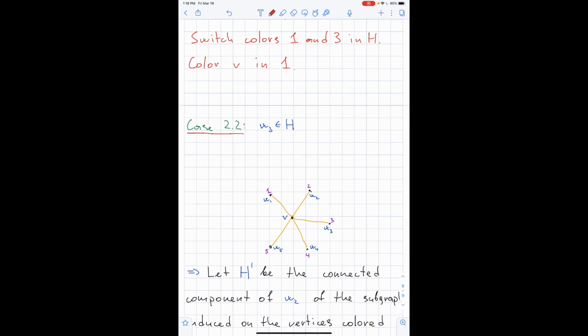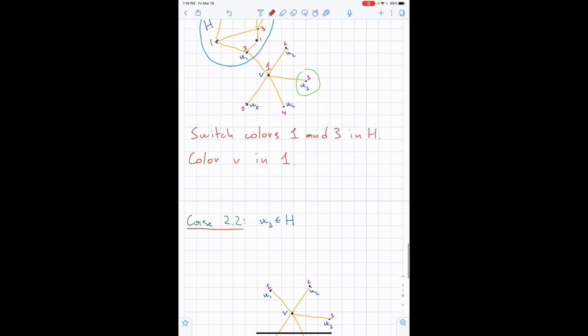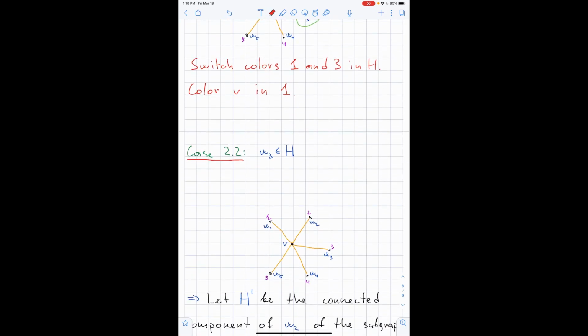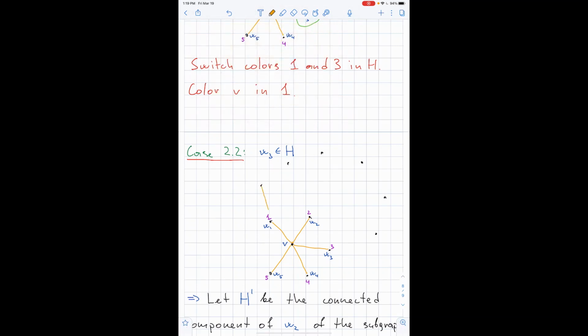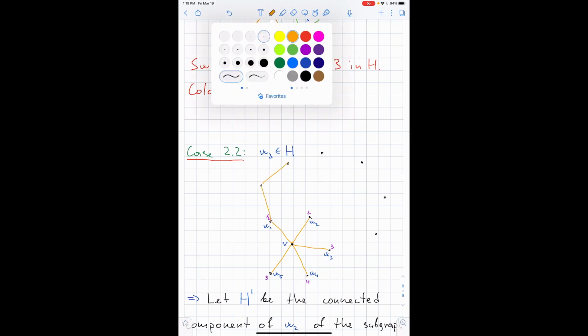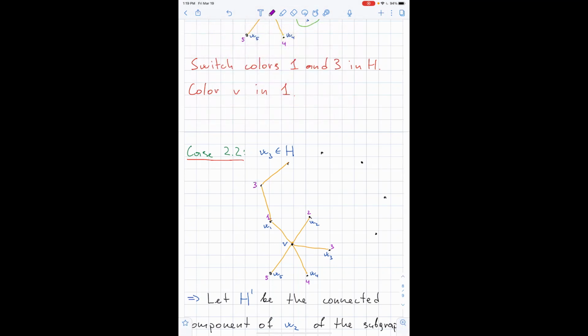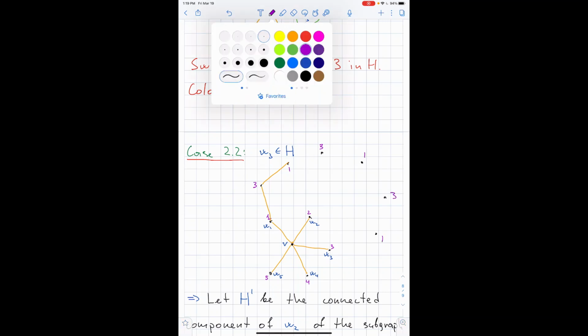So W1 is now inside of H. What that basically means is that there is a path from W1 to W3, maybe going something like that. And along this path, we only use colors 1 and 3. So they have to alternate, so the colors should be: that should be 3, that should be 1, then 3, then 1, 3, 1, and so like that.